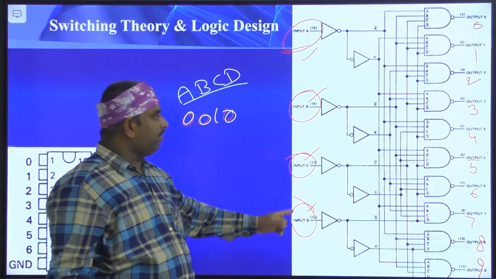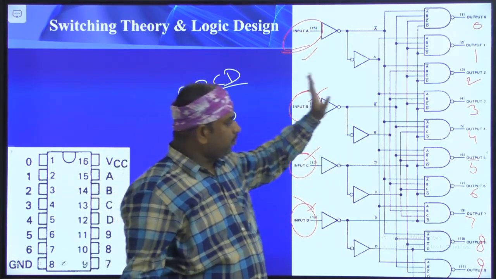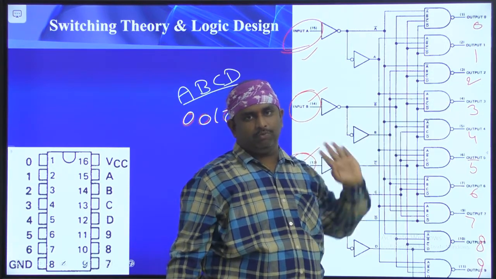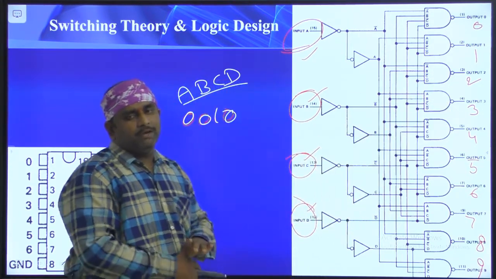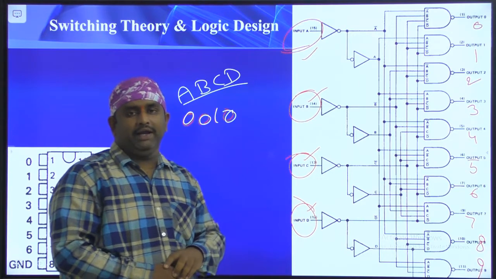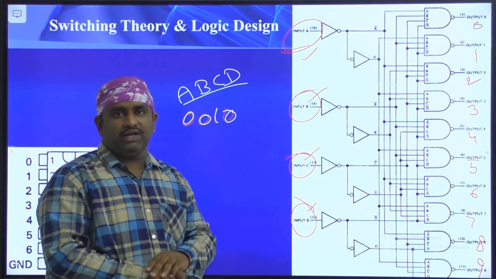Okay, 4 inputs I am giving. These inputs are processed in the circuit and it will generate the output. It is a very simple thing. Previously we did the binary to BCD converter.